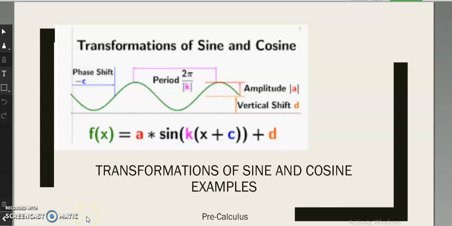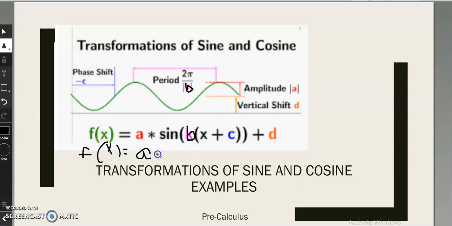Okay, today we'll be looking at some examples of transforming sine and cosine functions. The first thing I want to change for this formula is that they use K. It's normally denoted as B, but this is the transformation of sine. Notice they say sine and cosine. They only have sine down here, but cosine is the exact same thing.